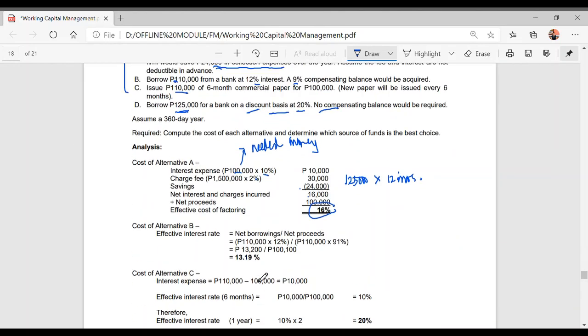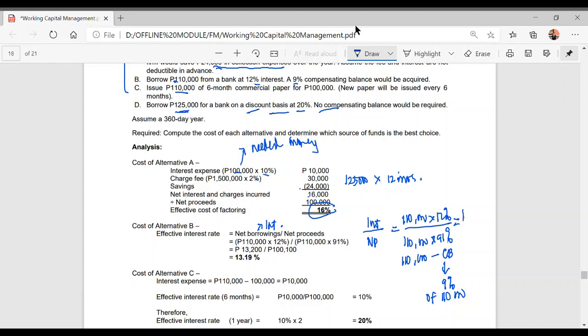Next, for alternative B. B is to borrow 110,000 from the bank at a 12% interest. What is the effective rate for this one? There is a compensating balance. So we have the net borrowings. This is our interest over the net proceeds. That's 110 times 12%, over 110 times 91%. Why 91%? Because this is 110,000 minus the compensating balance, and our compensating balance is 9% of 110,000.